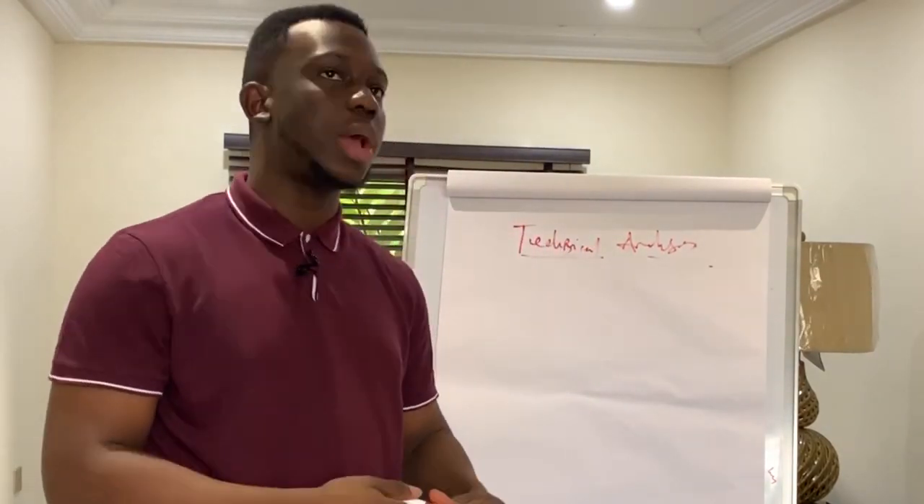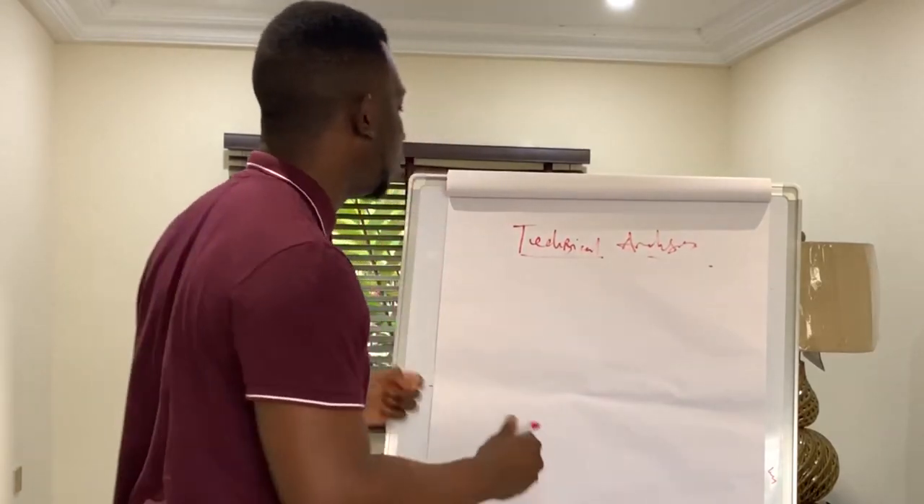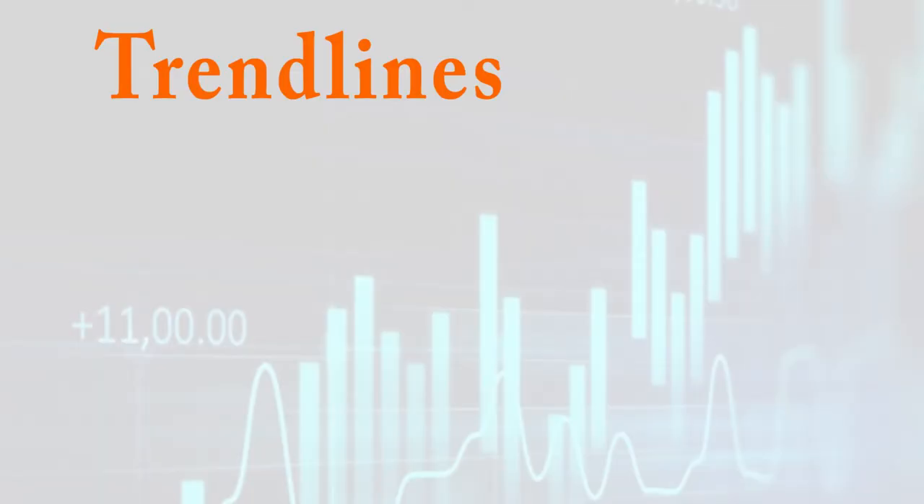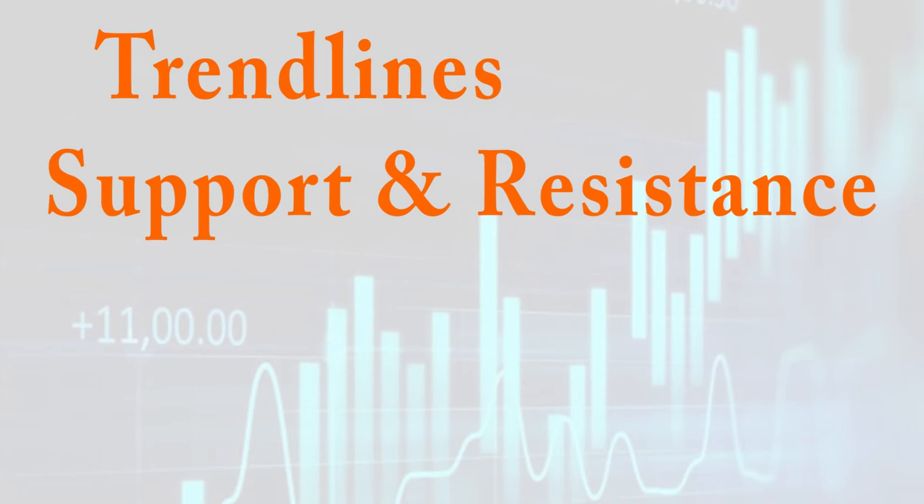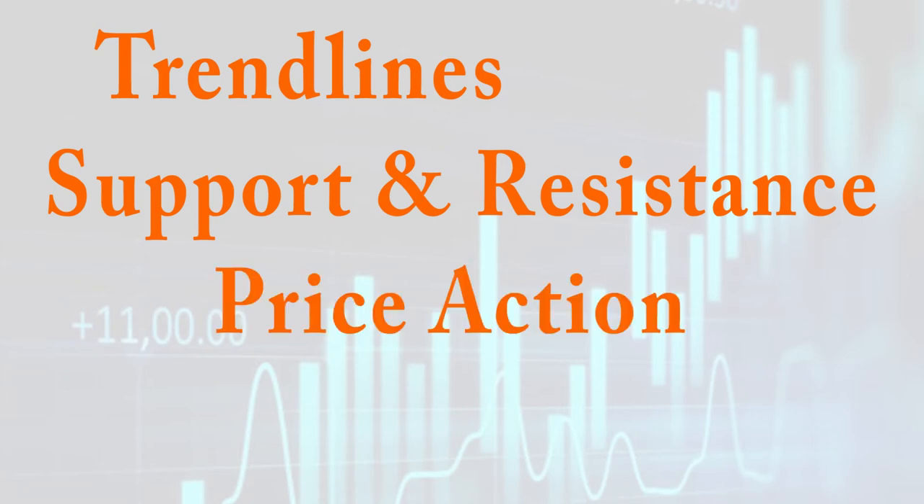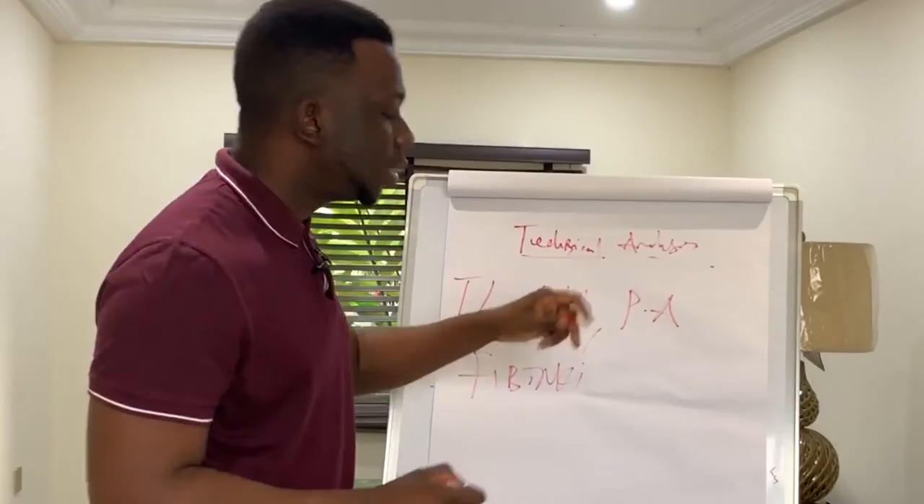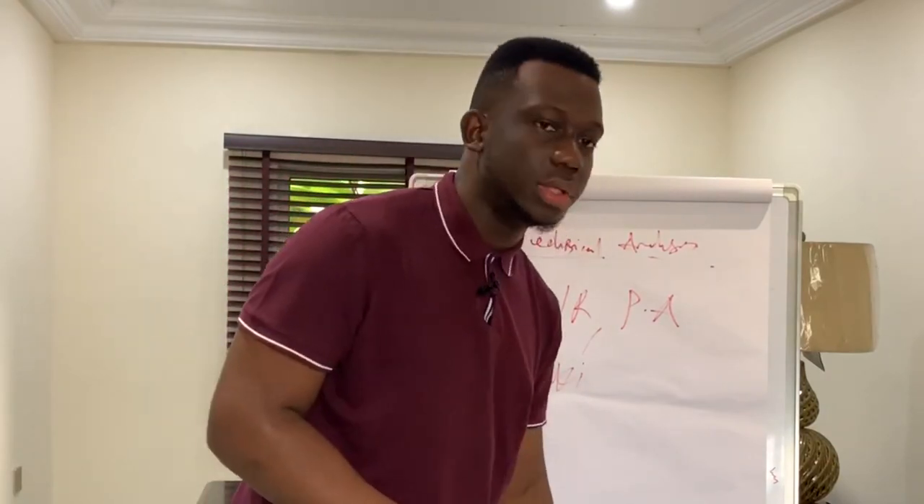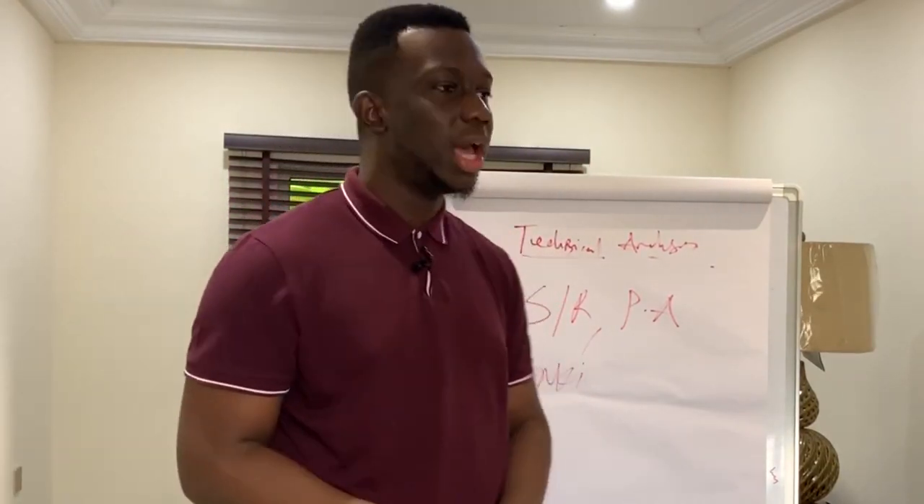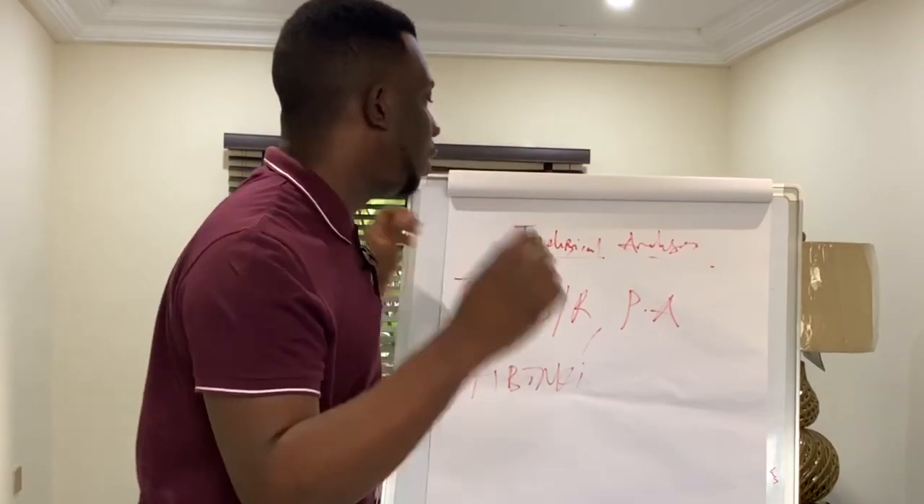And in technical analysis, we like to use tools like trend lines, support, resistance, all that stuff. We have trend lines, TLs, we have support and resistance, we have price action, we have Fibonacci. I love me some Fibonacci. The reason why I use these tools for my technical analysis is to basically help me pinpoint. Now, let me take you back.